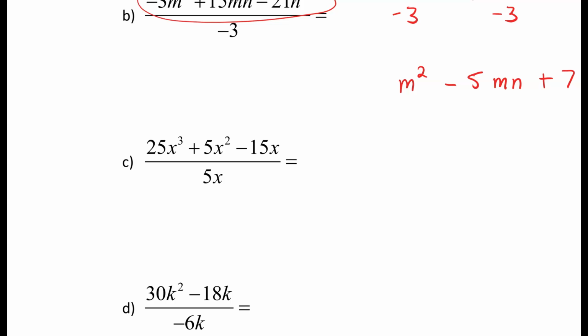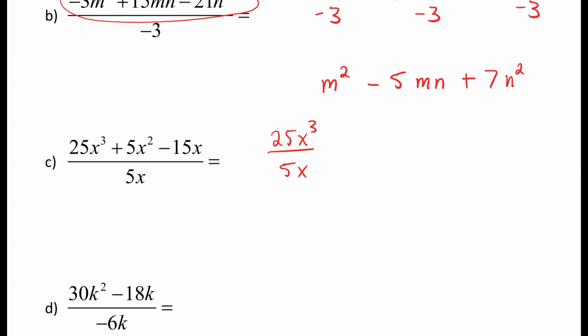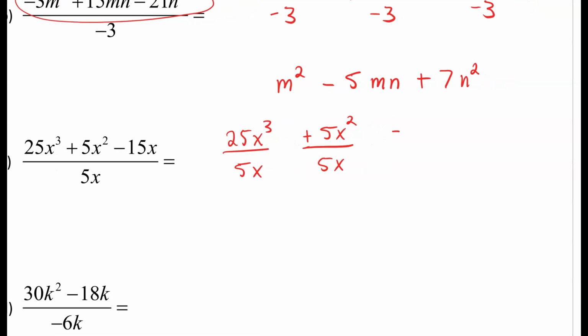Looking at C, we have a variable on the top and on the bottom. Our first thing that we need to do is break this up. So we have 25x cubed over 5x plus 5x squared over 5x and negative 15x over 5x. Our next thing to do is address each portion of this.